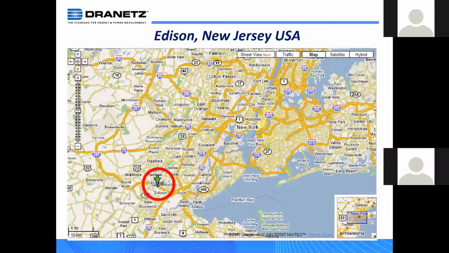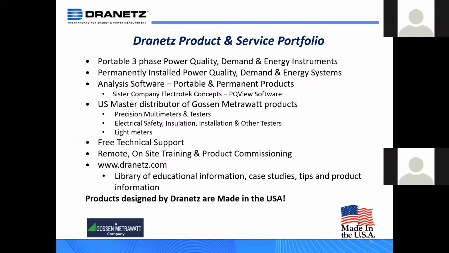We're in a very nice part of the country. So what is the Dranitz product and service portfolio? We focus on portable three-phase power quality, demand and energy instruments, and also three-phase portable energy-only instruments. We also make permanently installed versions of all those instruments. In fact, that was the topic of last week's web meeting, where we focused on our fixed products, but also introduced some new products in that product portfolio.